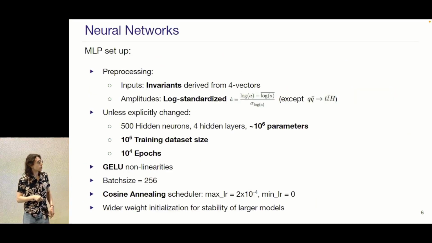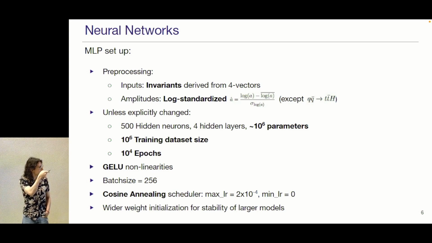Okay, and just to quickly go through the setup of the neural networks. For the standard MLP, we reverse a bit the data. We don't use the raw four-momentum of the particles. We calculate the invariants of the particles and use those as inputs. And that's why in the plots you will see MLP-I, because it's just referring to the fact that I'm using the invariants. And the amplitudes are log standardized, except for QQ to TTH, because in the first paper I showed they didn't do it, so just to keep it comparable to them.